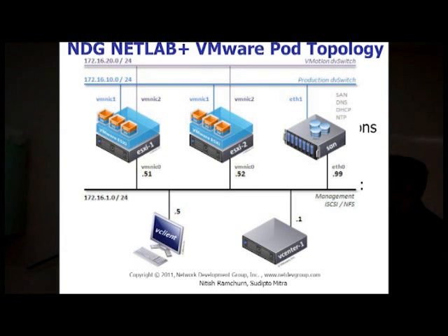Then we have a SAN. A SAN is a storage area network, and it's basically a collection of hard drives which is used to store data or store virtual machines in this case. Then we have your vCenter, VMware vCenter. VMware vCenter is basically a management console from where all the virtual machines can be accessed and controlled.